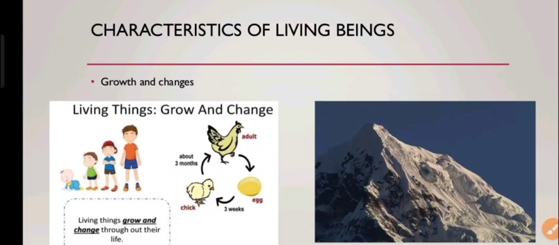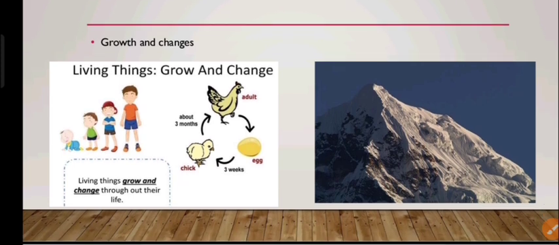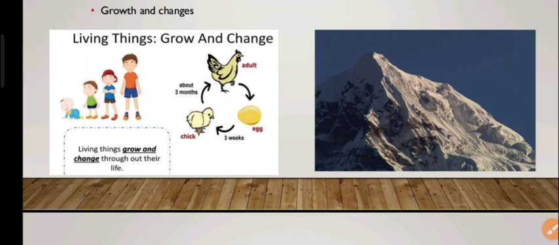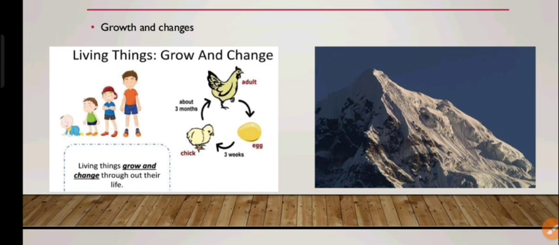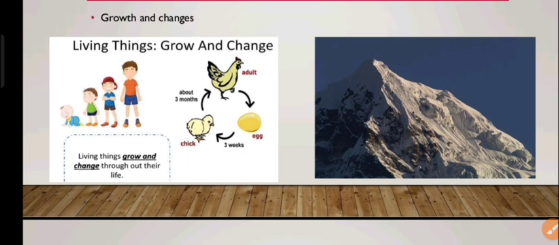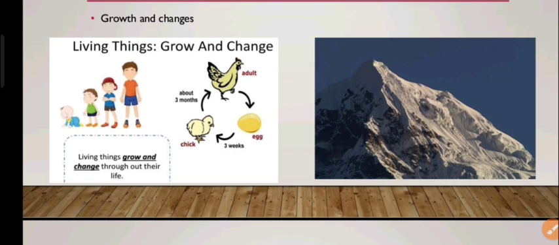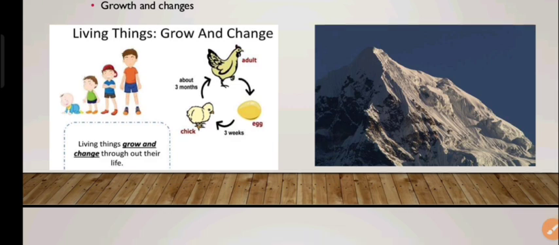Yes, the second characteristic of living beings is growth and change. Every living thing grows. Yes, it is an irreversible process. Okay, the change in the size and mass in humans and animals, up to a certain age we can see the growth. After that it will stop. But coming to the plant, throughout the life the growth takes place. Okay, the seedling grows into a plant and the puppy grows into a dog.